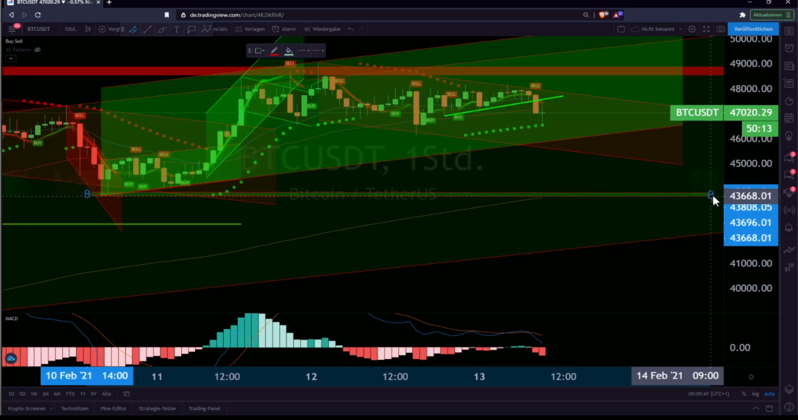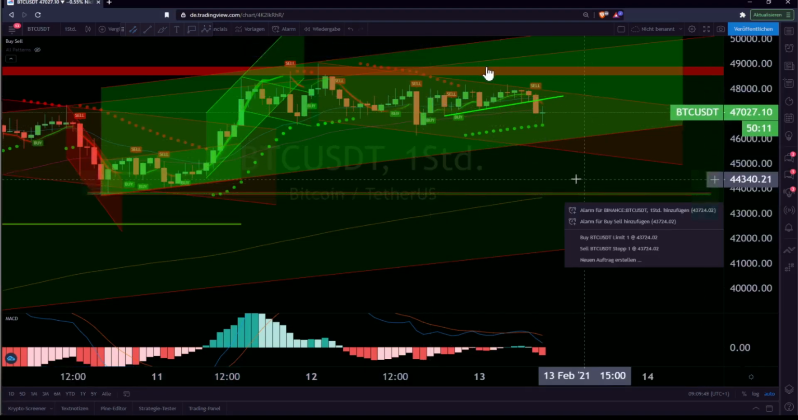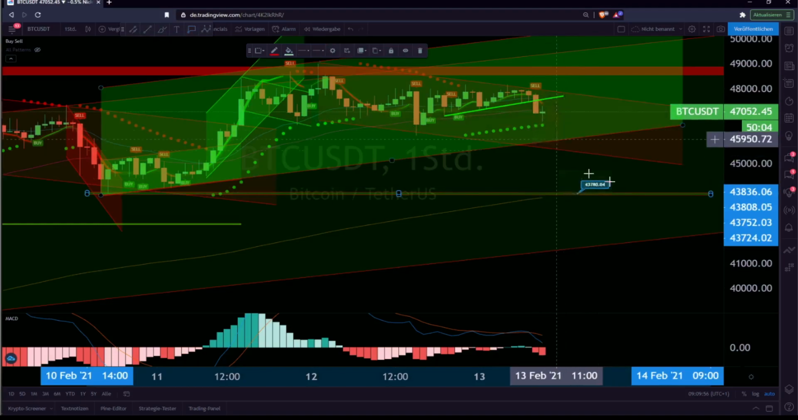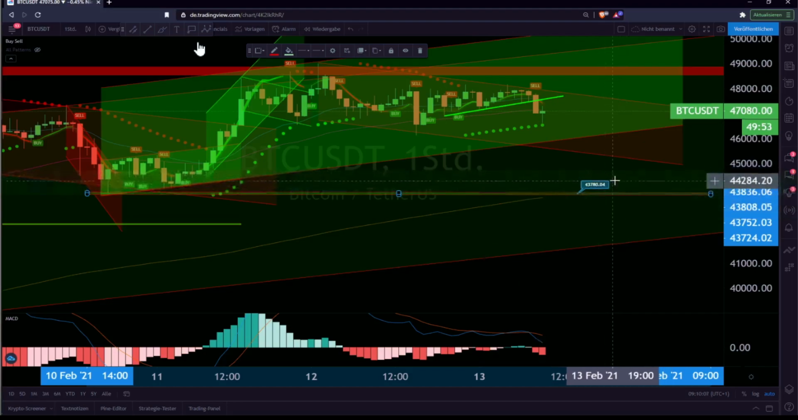So this is a support working for us, and Bitcoin may use this line to bounce up again, if Bitcoin comes in this direction, or if Bitcoin dumps in this direction. About 43,800 is a good support here. We can take a look at it. So what do we have here? That's the 1 hour chart.